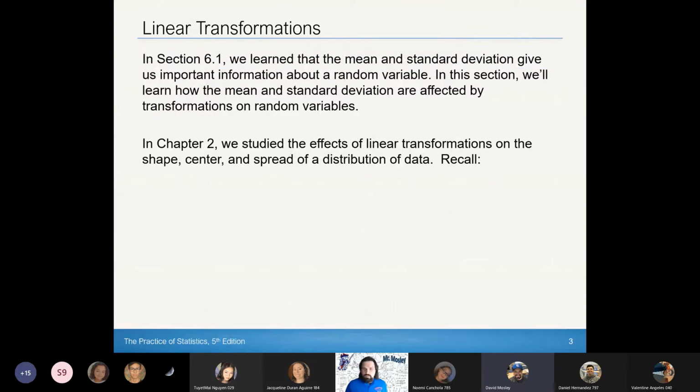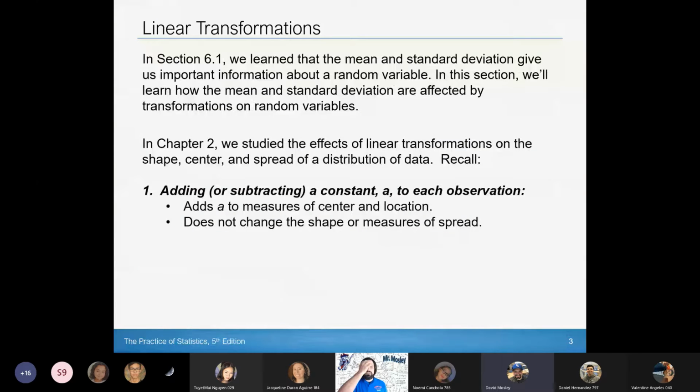First, in section 6.1, we learned that the mean and standard deviation give us important information about a random variable. In this section, we'll learn how the mean and standard deviation are affected by transformations on random variables. In chapter 2, we studied the effects of linear transformations on the shape, center, and spread of a distribution of data. Recall that adding or subtracting a constant a to each observation adds a to measures of center and location, and does not change the shape or measures of spread.